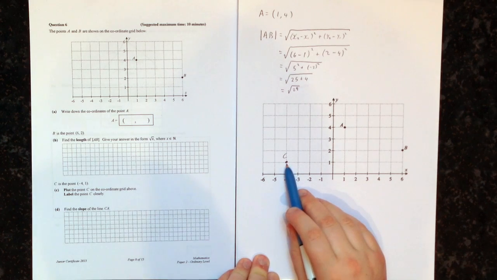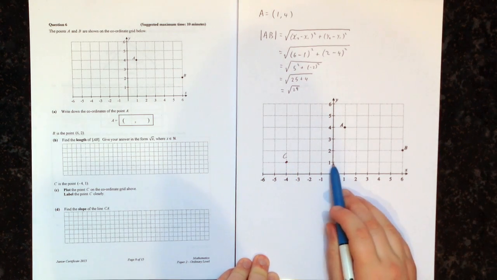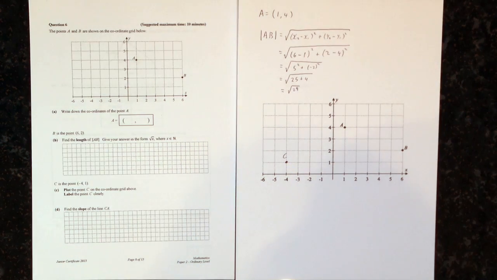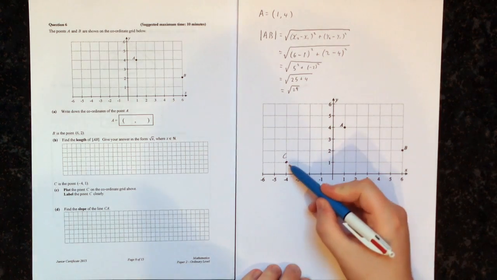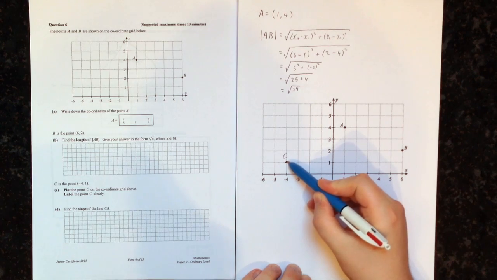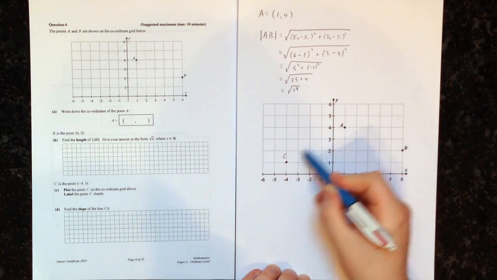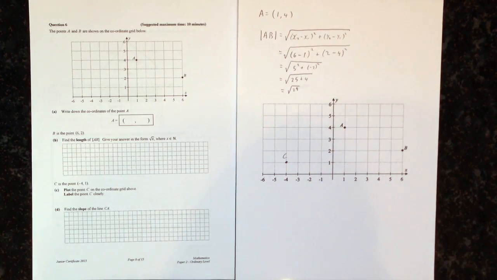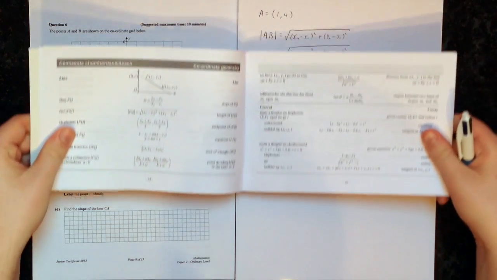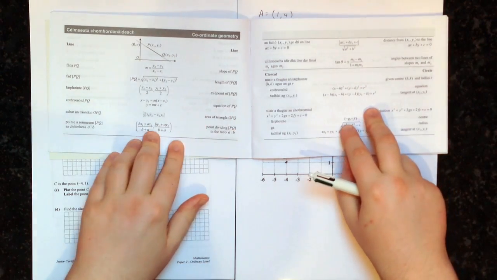So here's our point C at minus 4, 1. Part D says find the slope of the line CA. So the line that goes from C to A. We're trying to find the slope of that. So again, we're going to take out our tables book and we're going to see there's a formula for that.